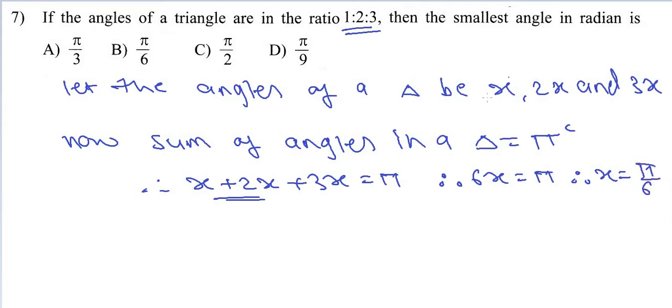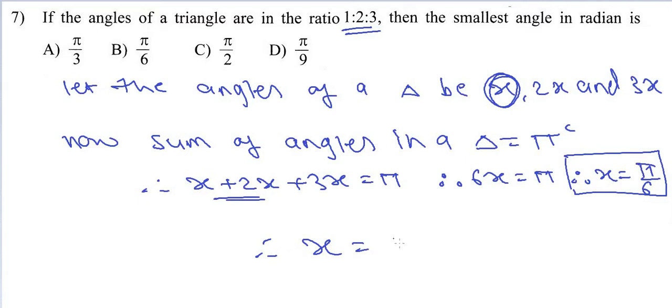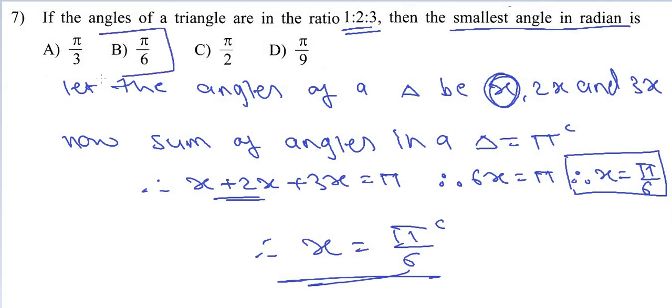Now this x is the smallest angle, and so we got the final answer over here. Therefore the smallest angle x is equal to pi by 6 radian. The smallest angle has been asked over here. Smallest angle in radian is pi by 6. So correct option is option B.